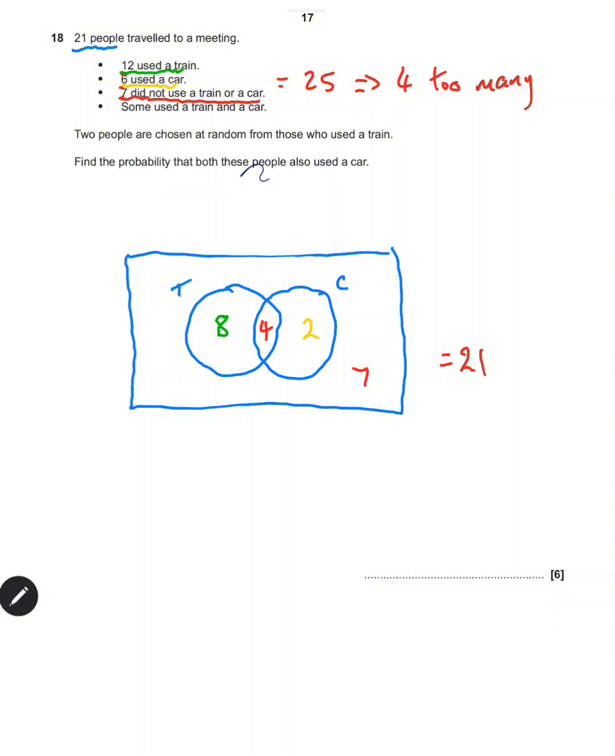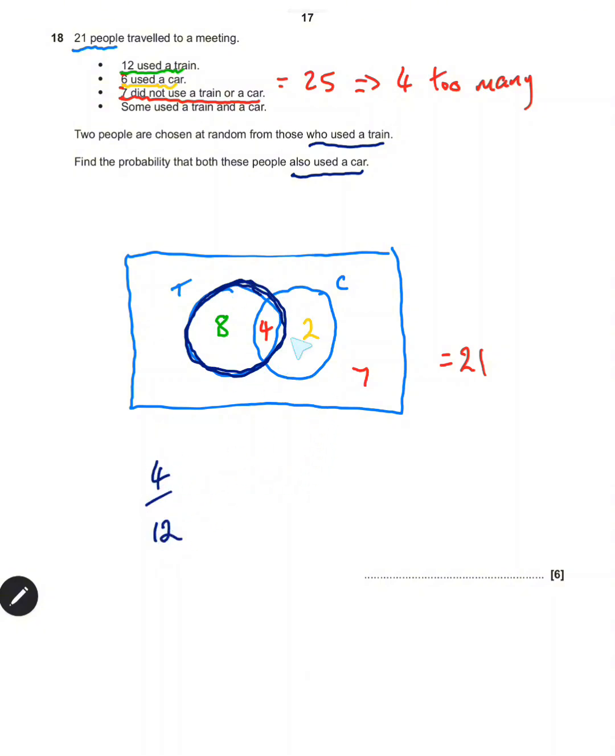It says find the probability that when 2 people are chosen at random, who used a train. So I'm looking now just at the people that use a train. I've been told that they use a train, so I'm just looking at those people. And it says what's the probability that both also used a car. So if I look at this middle bit, that's the people that use a car as well. So the first person chosen, well, the probability that they use a car is 4 out of 12.